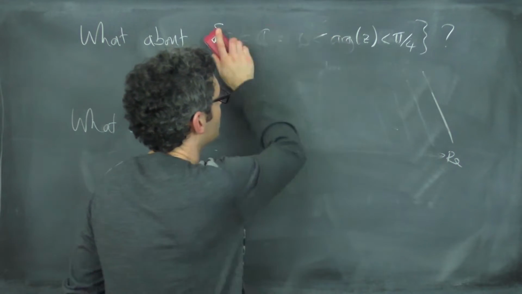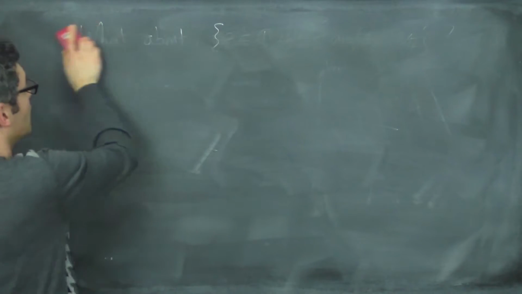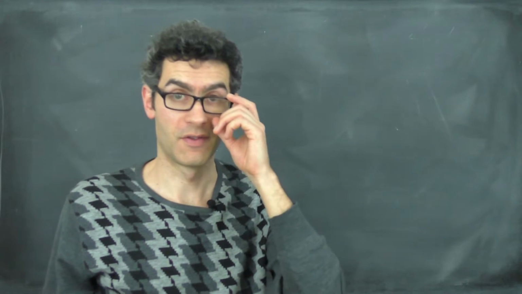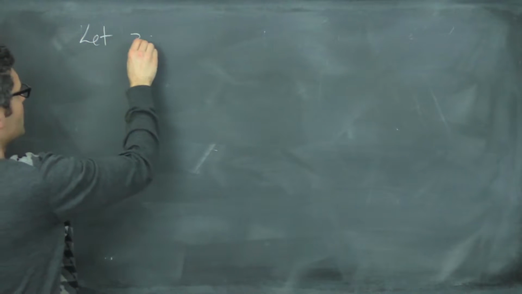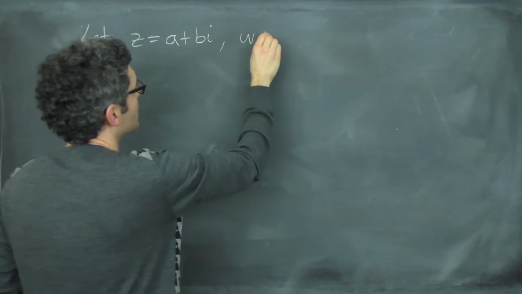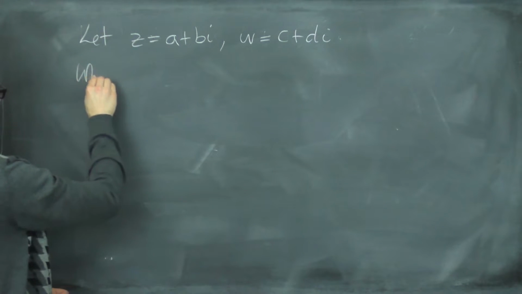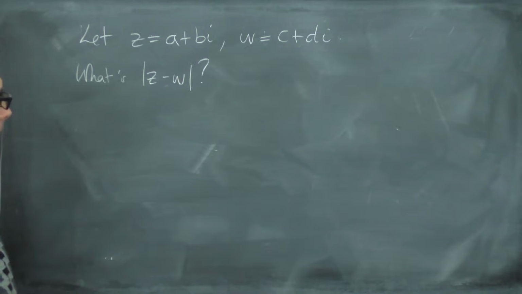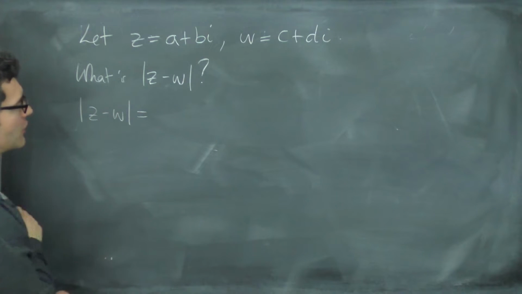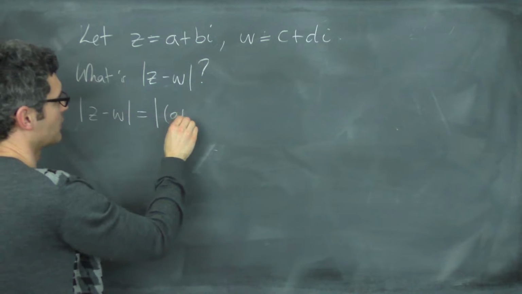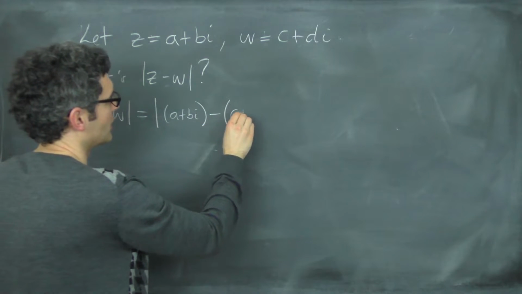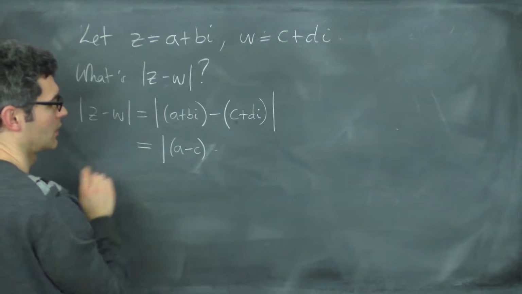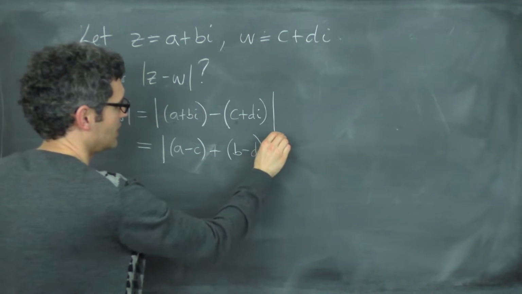Well, the key to doing this one is to understand what happens if you have two complex numbers, Z and W, and you work out the modulus of Z minus W. So let's take two complex numbers, Z, which is a plus bi, and W, which is c plus di. And we're going to ask, what is the modulus of Z minus W? Okay, well, we can do the calculation. The modulus of Z minus W is the modulus of Z, which is a plus bi, minus W, which is c plus di. Okay, collect up real parts, and we have a minus c, and collect up the imaginary parts, and we have b minus d, lots of i.